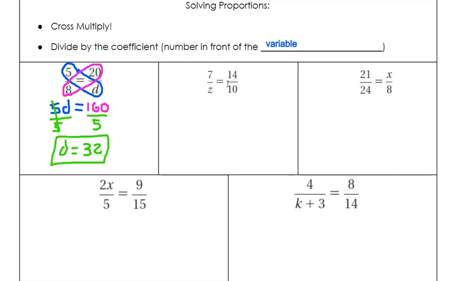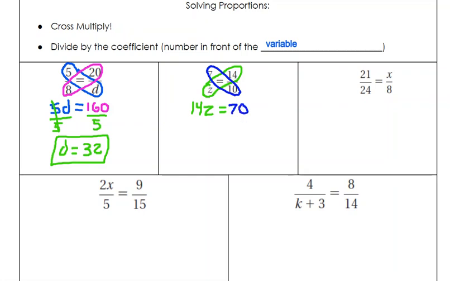All right, let's try this next one. I have 7 over z equals 14 over 10. To figure out what z is, I can cross multiply. So z times 14 will give me 14z. 7 times 10 will give me 70.